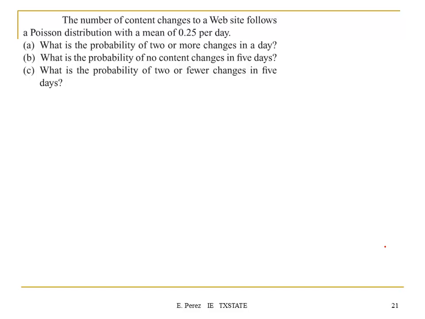So here we have also a Poisson process. The number of content changes on our web page, website, follows the Poisson distribution with a mean of 0.25 per day. And the question is, what is the probability of 2 or more changes a day? And what is the probability of no content changes in 5 days? And what is the probability of 2 or fewer changes in 5 days? So we give you 5 minutes, work that on your own.